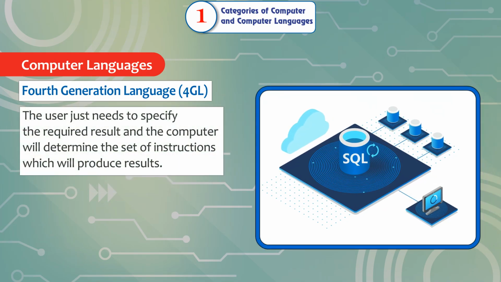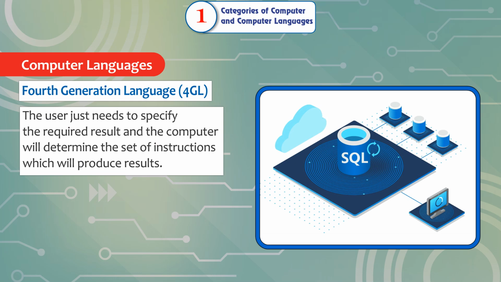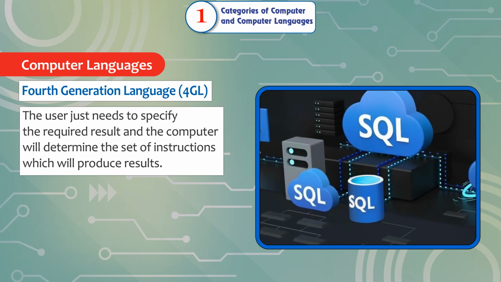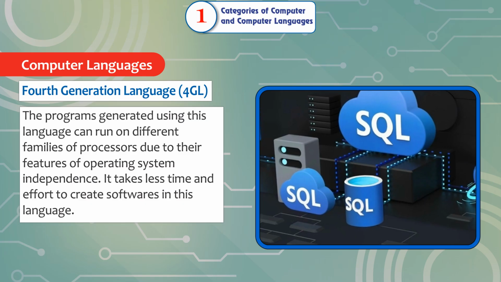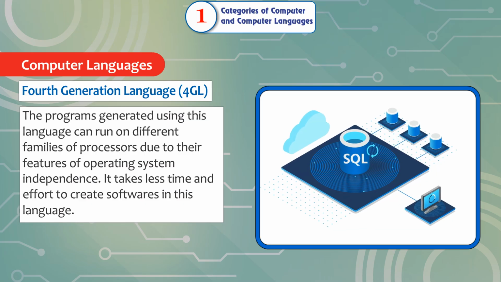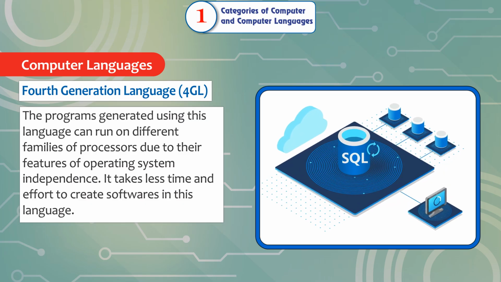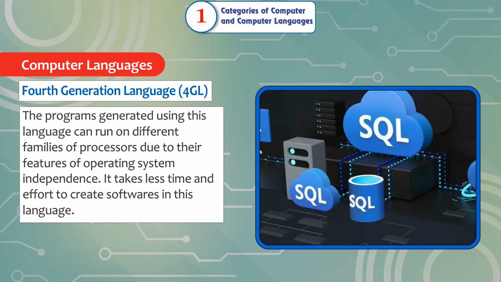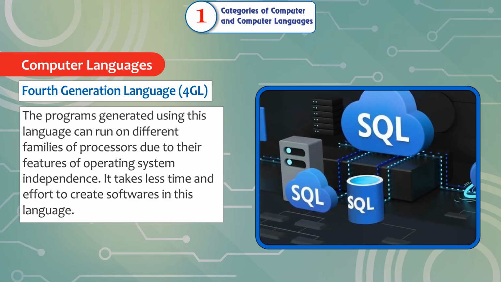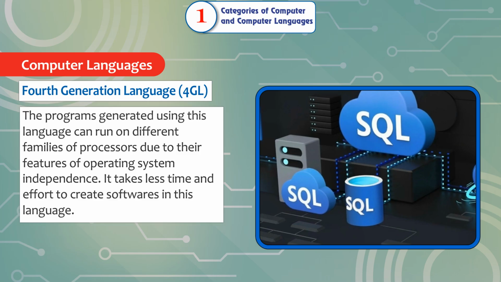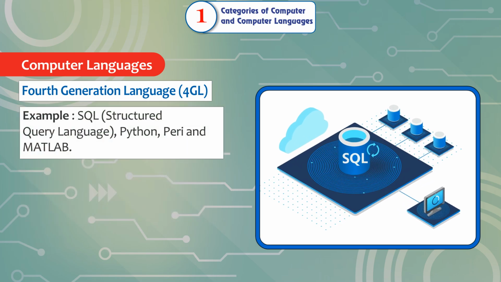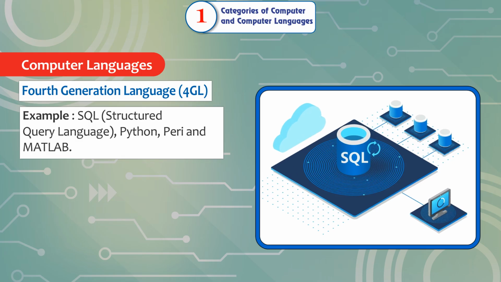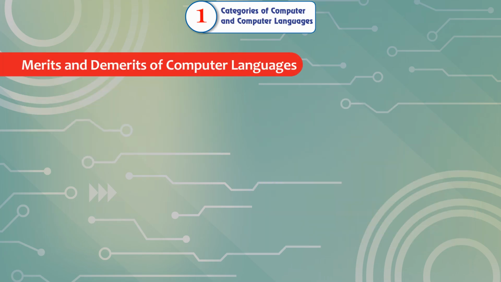The user just needs to specify the required result, and the computer will determine the set of instructions which will produce the results. The programs generated using this language can run on different families of processors due to their feature of operating system independence. It takes less time and effort to create software in this language. Example: SQL, Structured Query Language, Python, Perl. Next, merits and demerits of computer languages.